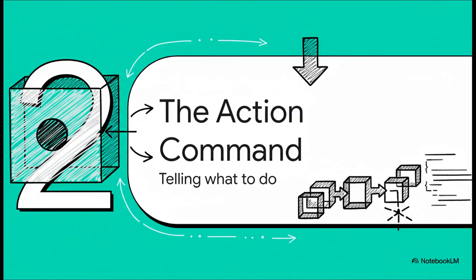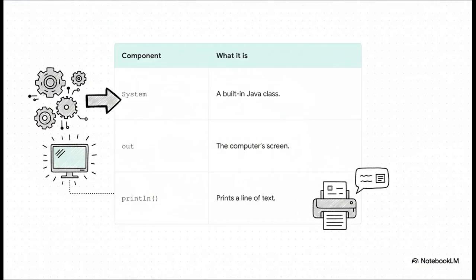So, we've set up our container, we've defined our starting point, and now we get to the fun part. The one line of code that actually does something, the action command. The command here is system.out.println. Let's break that down.